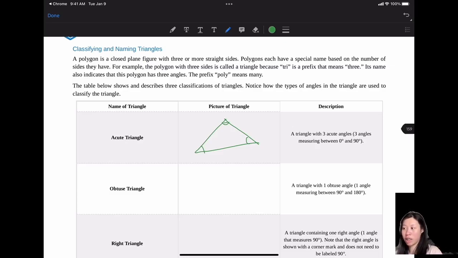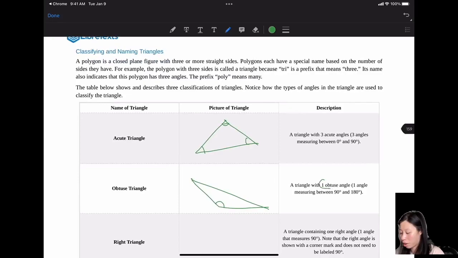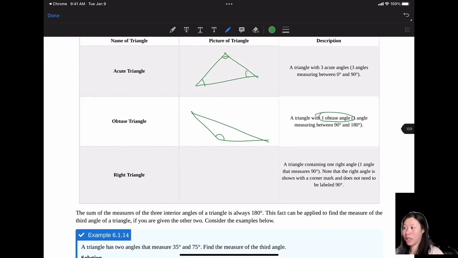So an obtuse triangle means a triangle with one obtuse angle, which is an angle that is greater than 90 degrees. Just need to have one, then we can call this an obtuse triangle. So a right triangle means a triangle containing one right angle. So these we call right triangles. Just need to have one.